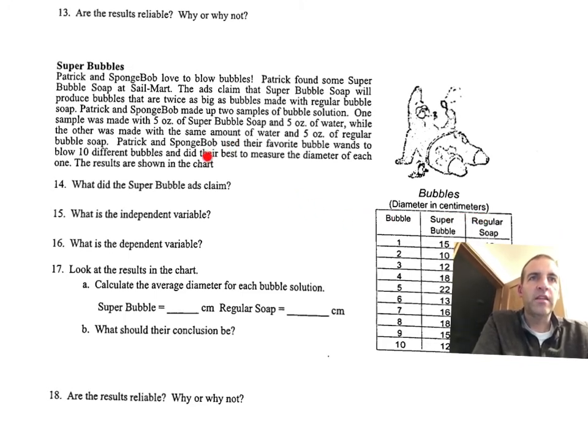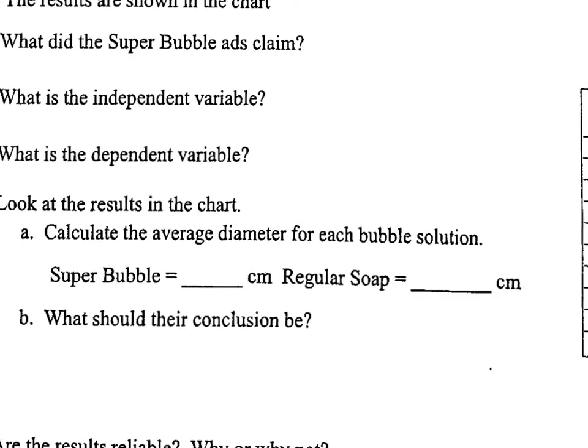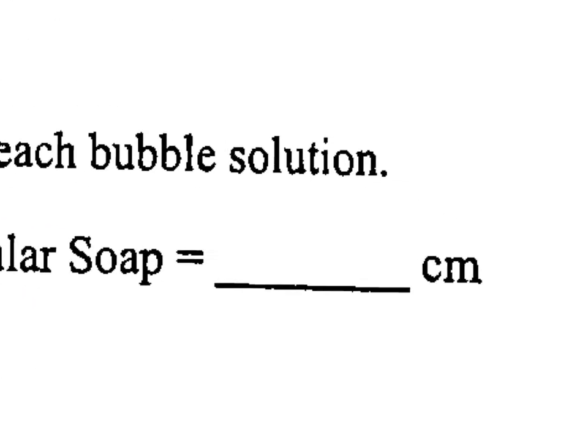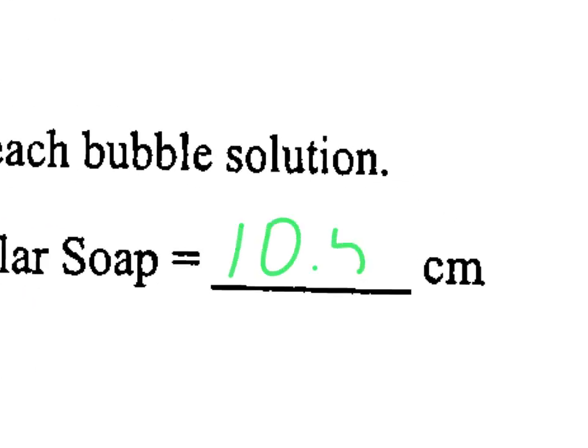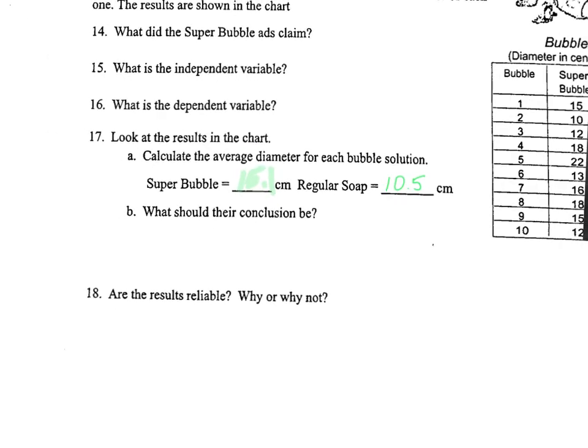And they tell you that also over here. They're going to measure the diameter of each bubble. Looking at our chart, your average diameters, the Super Bubble soap, I believe, had an average of 15.1, and the regular bubble soap, I believe, had an average of 10.5, or maybe it was 11.5. I don't remember. I added them up really quickly earlier.